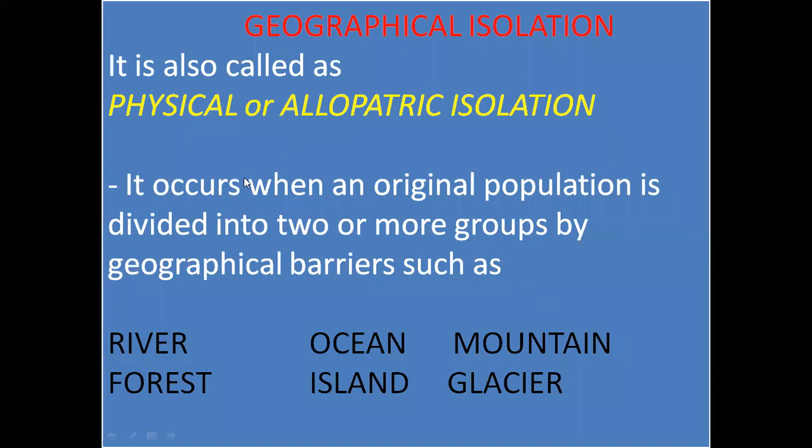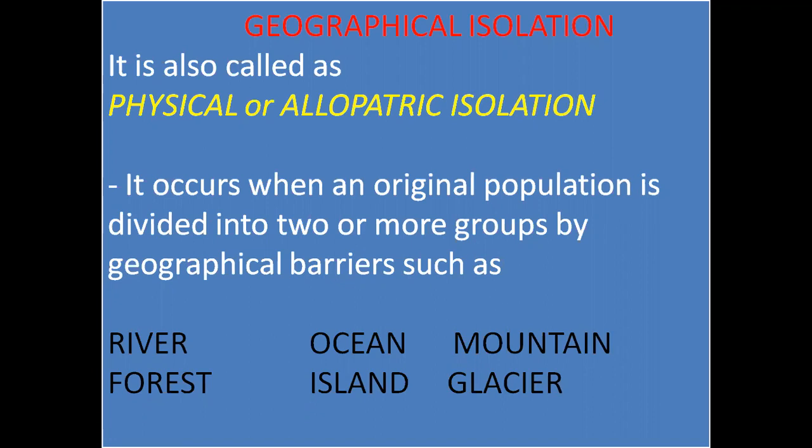Physical or allopatric isolation occurs when an original population is divided into two or more groups by geographical barriers. Which are these geographical barriers? River, ocean, mountain, forest, islands, glaciers, etc. So these are the geographical barriers due to which a new population is formed. Why is a new population formed? Because separation of population occurs and species get separated from each other.